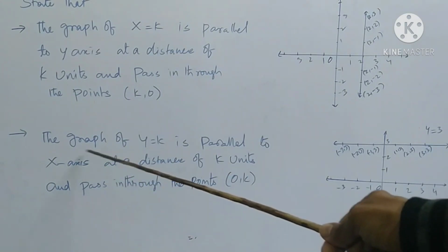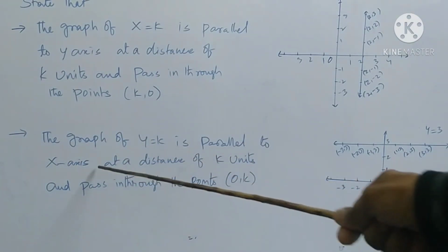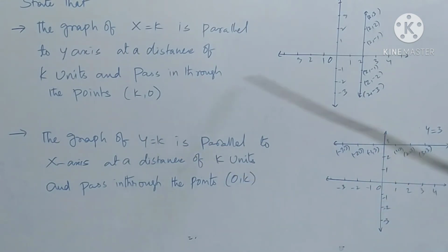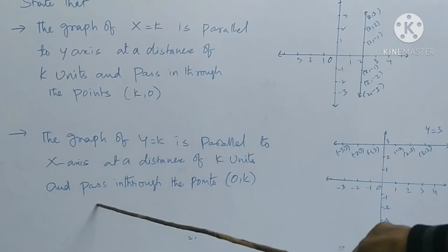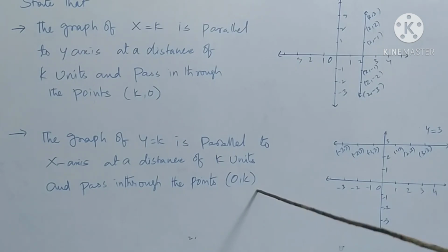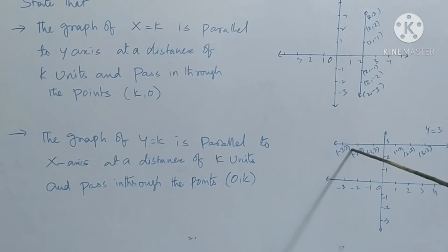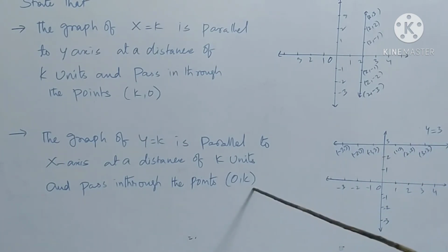This is our next point. The graph of y is equal to k is parallel to the x-axis. Here we take k as 3, so y is equal to 3. It is always parallel to the x-axis at a distance of k units. Here y is equal to 3, so the distance from the x-axis is always 3 units at any instant. Here k units, passing through the point 0 comma k. It also passes through the points minus 3 comma 3, minus 2 comma 3, minus 1 comma 3, 1 comma 3, 2 comma 3, 3 comma 3. At any point of x, y is always a constant number. So the point is 0 comma k.